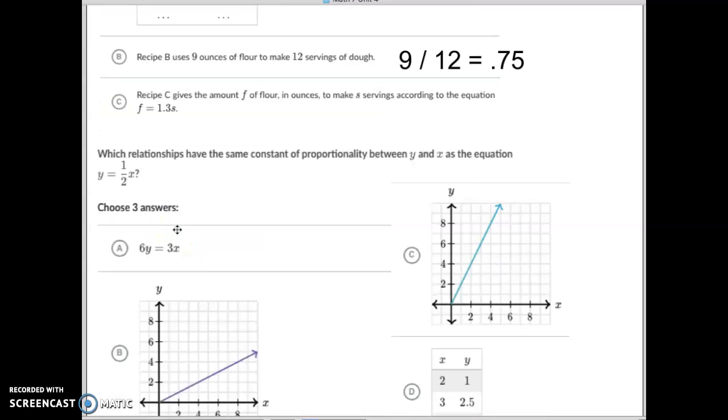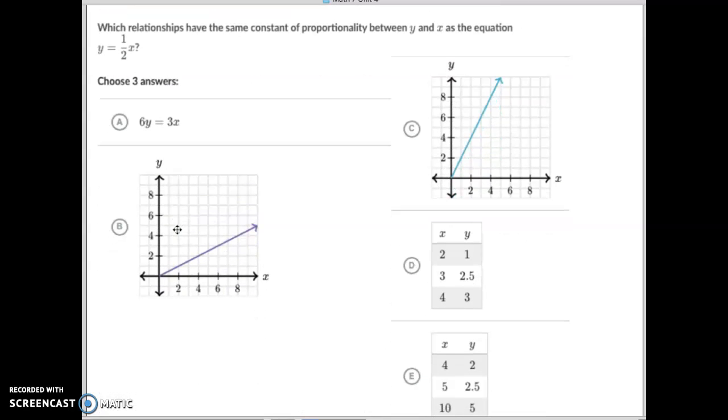Let's do one more example problem. Which relationships give you the same constant of proportionality between y and x in the equation y equals 1/2 x? So we're looking for these 5 situations down here. Which one has a constant of proportionality of 1/2?